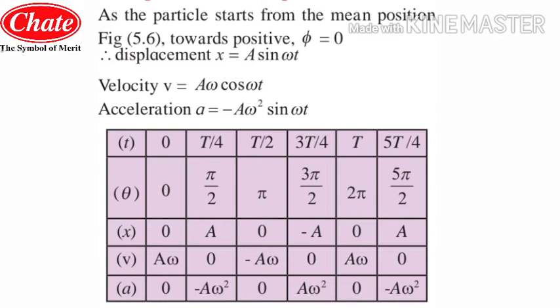Similarly, we will put the values of t, that is time small t, and the theta into the equation of the velocity. Now we know that the equation for the velocity is a omega cos omega t. Thus one by one we will put the values.